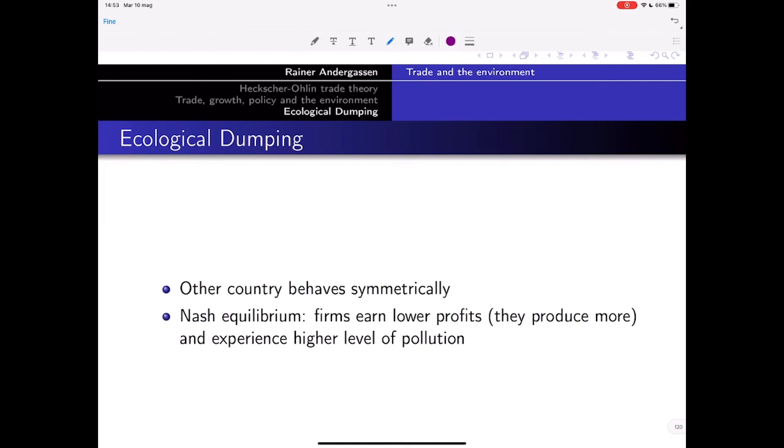If everybody behaves strategically, then we have lower firm profits because firms produce more, price will be lower, and higher pollution. So everybody loses from such a strategic gain, because everybody increases emissions, so everybody will be worse off. That's why we need environmental agreements. This is kind of a prisoner's dilemma, which you have seen in the first part. Everybody individually would like to increase emissions, hoping that the other country does not do so, but clearly everybody behaves symmetrically, and so we'll end up in the worst case scenario. That's the prisoner's dilemma.